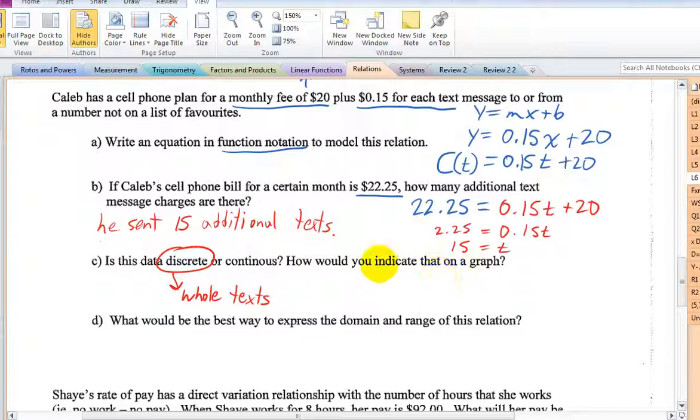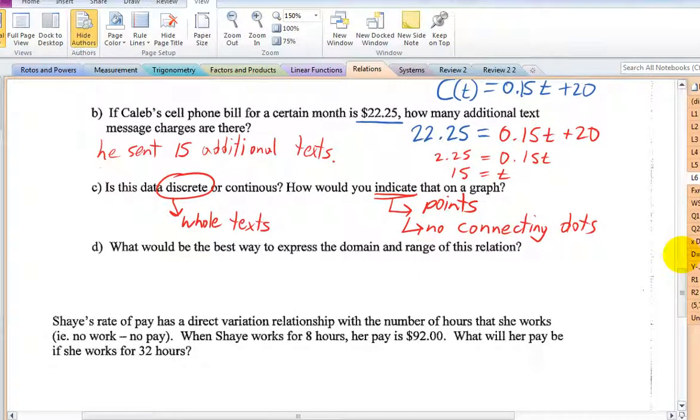So how would you indicate that on a graph? You would just plot points. No connections. So no connecting dots. Sorry, I shouldn't say dots, I should say points. Okay. Good.